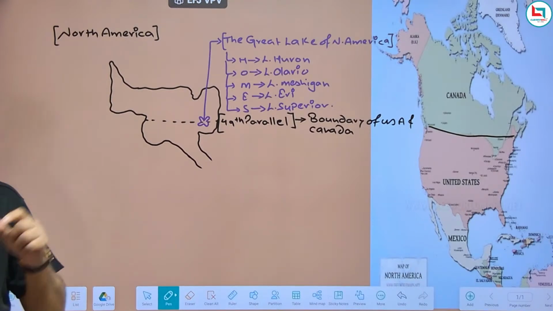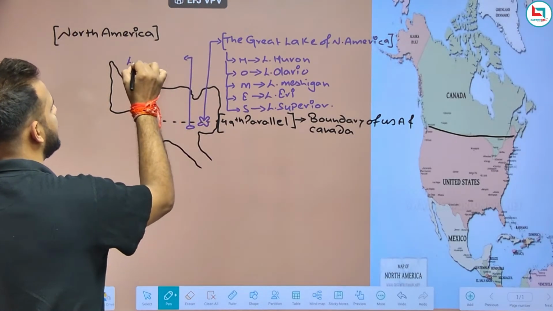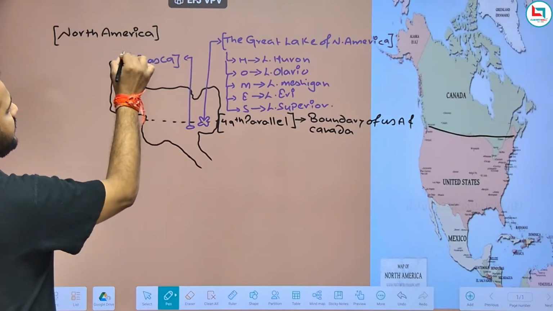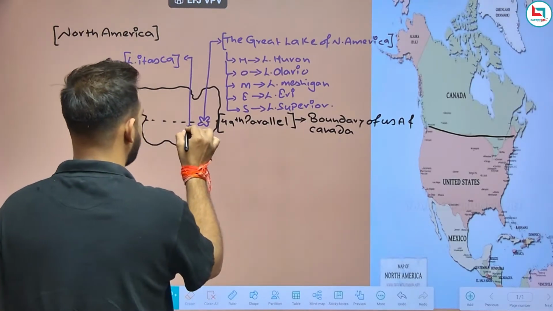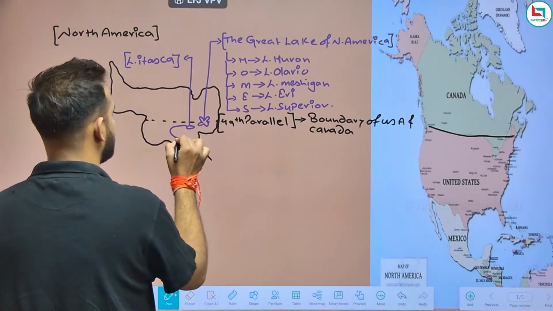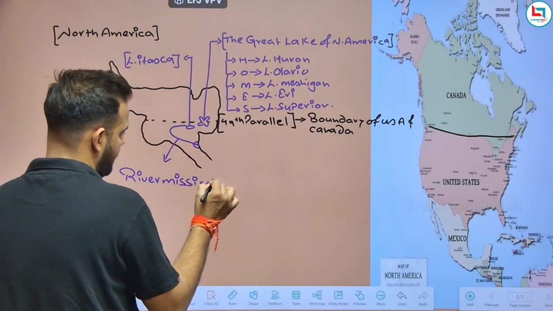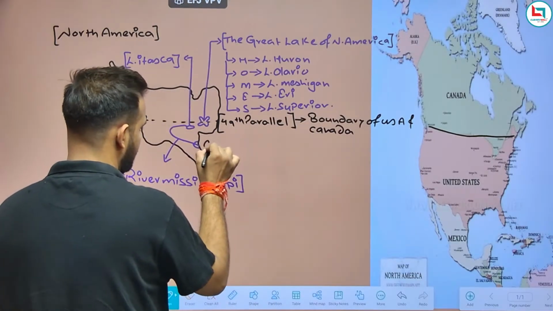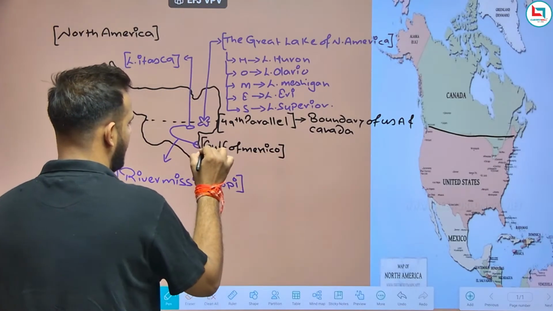Now, guys, when we look towards the south of these lakes, at this particular position we have the next lake, which is known as Lake Itasca. From Lake Itasca originates the major river of North America, which is known as River Mississippi. Mississippi drains in the Gulf of Mexico.